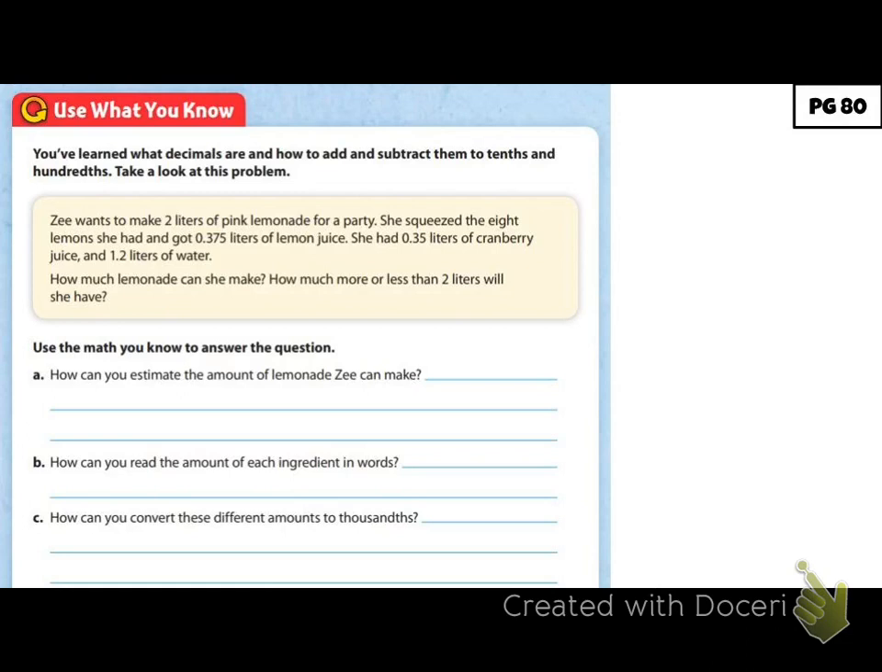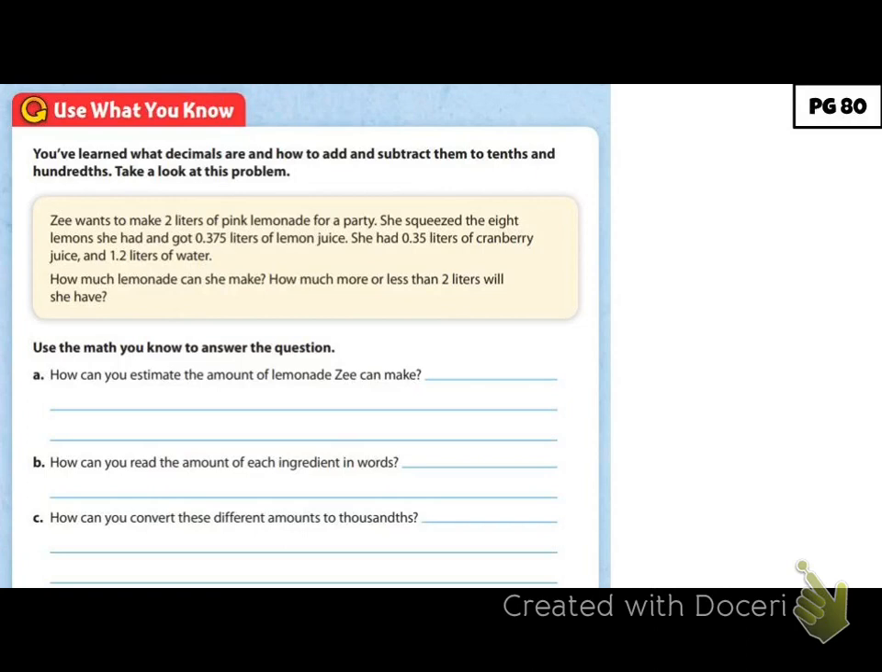So the first question that we have says, Z wants to make 2 liters of pink lemonade for a party. She squeezed the 8 lemons she had and got 375 thousandths liters of lemon juice. She had 35 hundredths liters of cranberry juice and 1 2/10 liters of water. How much lemonade can she make, and how much more or less than 2 liters will she have?